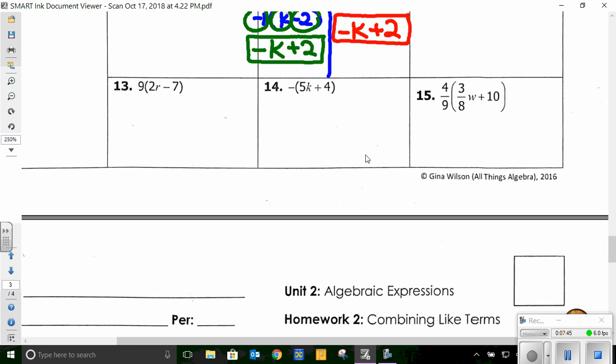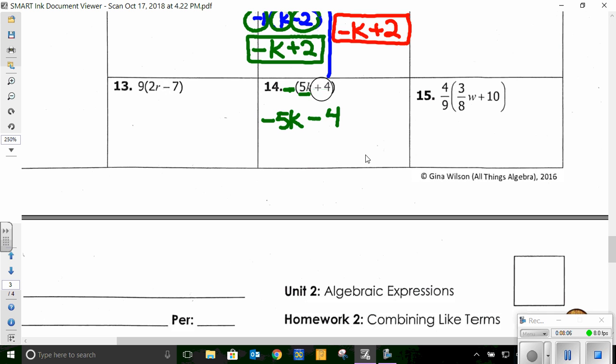Number 14, let's try that one. This is the same kind of thing. So I'm going to do it the second way I did a second ago. The negative sign is telling me the opposite of 5k, which is a negative 5k, and the opposite of positive 4 is negative 4. And let's make sure that that actually worked, right?